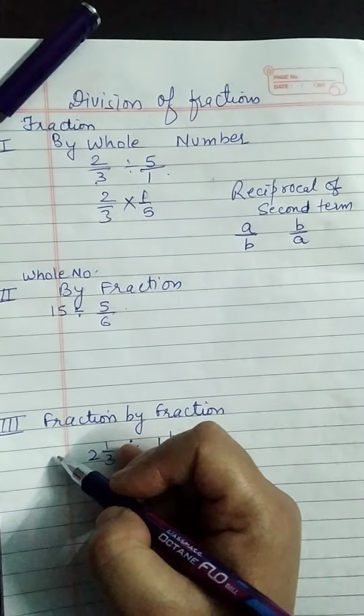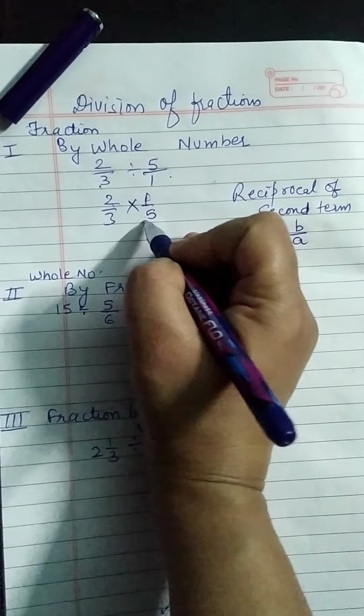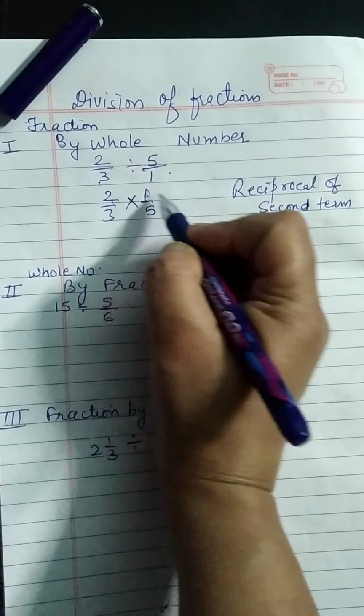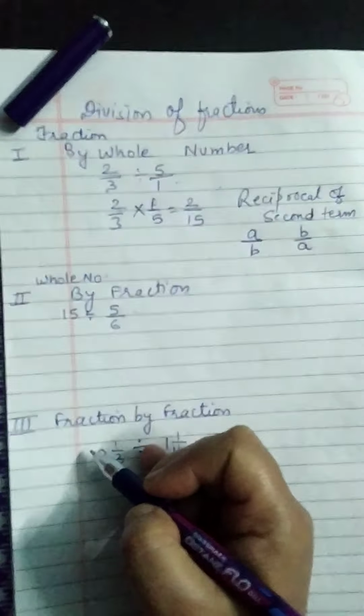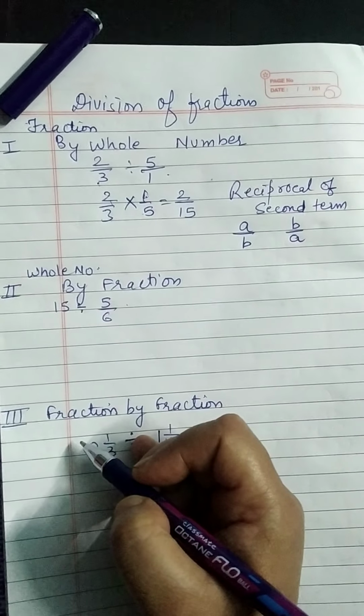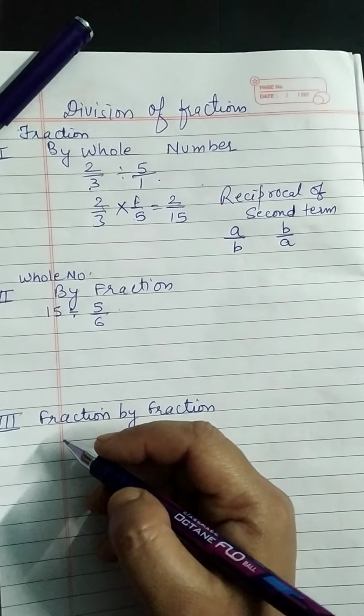Now you have to see whether we can cut any number or not. If we are not able to cut, we will simply multiply the numerator and simply multiply the denominator. Correct? This was the fraction by whole number.